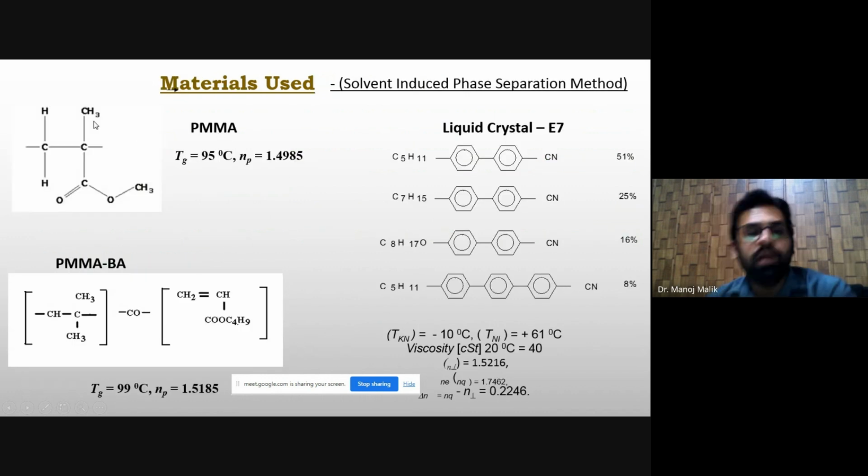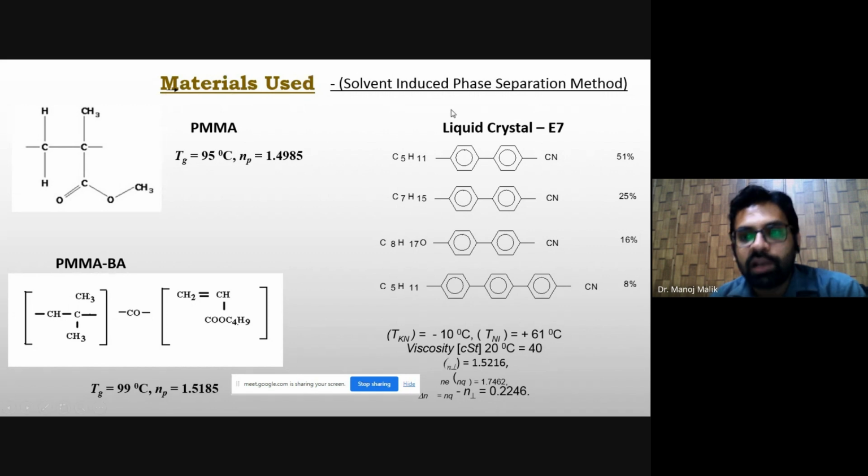These are the materials used: a monomer unit of PMMA, which has a glass transition temperature of 95 degrees Celsius, and the refractive index of this polymer was 1.4985. The copolymer has a glass transition temperature of 99 degrees Celsius and a polymer refractive index of 1.5185. Why are we mentioning the refractive index of the polymer? Because this has to match this value over here, 1.5216, of the liquid crystal molecule when it is aligned fully with the electric field, so that no deviation or scattering of light takes place.